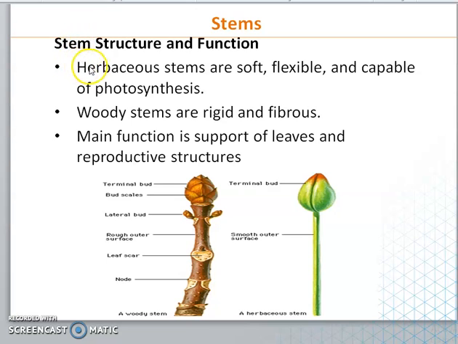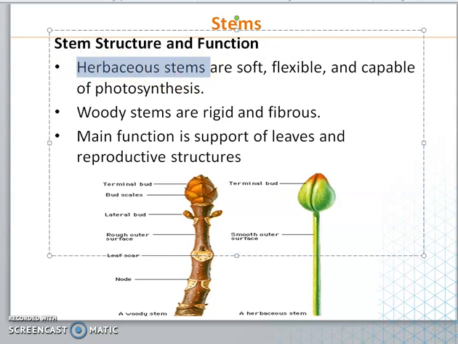So if I want to give a very short summary of herbaceous stems, like I am highlighting here in red, I'm going to say they are soft, flexible, and capable of photosynthesis, and this is due to the presence of chloroplast in this part of the plant. See, this is an example of a herbaceous stem, which means it might look like a thin green color. This is due to the presence of chloroplast. They are soft, flexible, and they also do photosynthesis.